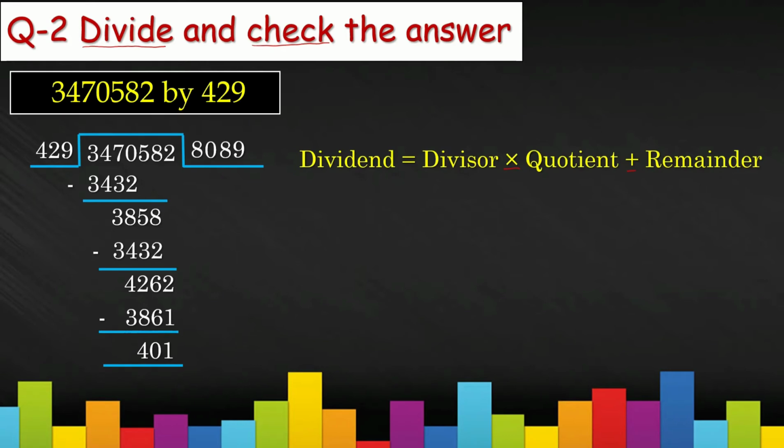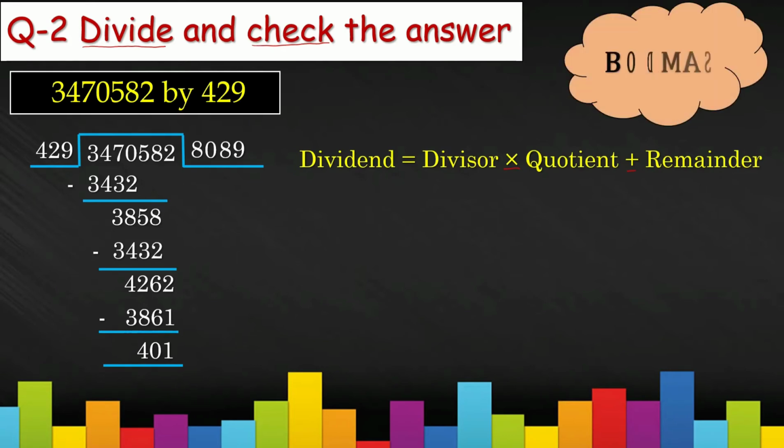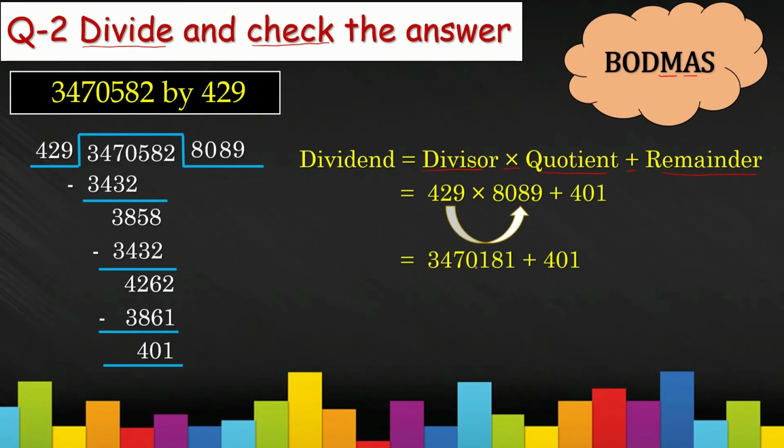So for this we have a rule, which is BODMAS. Now here you can see multiplication. M stands for multiplication, A stands for addition. So now we are going to substitute these words with the numbers, looking at the division that we have done. As multiplication M comes first, we are going to multiply 429 with 8089.